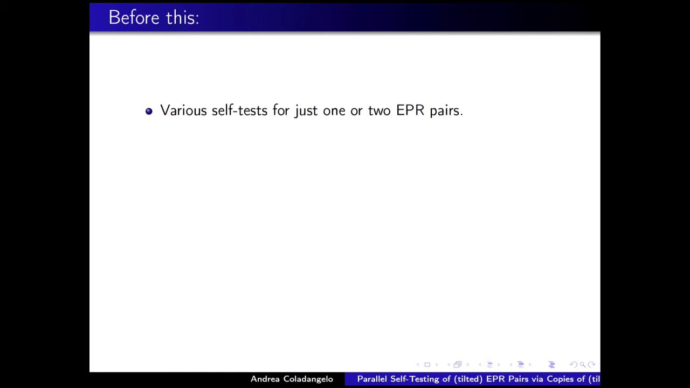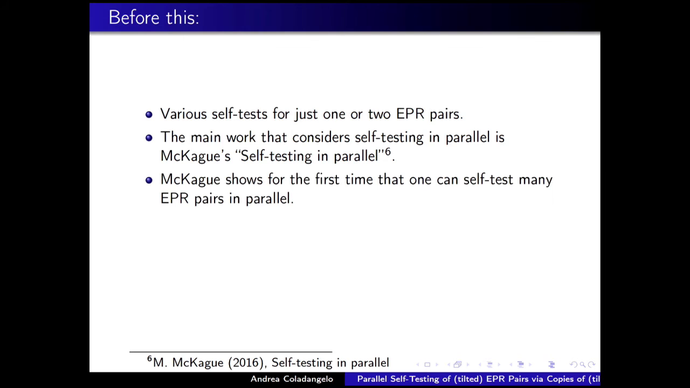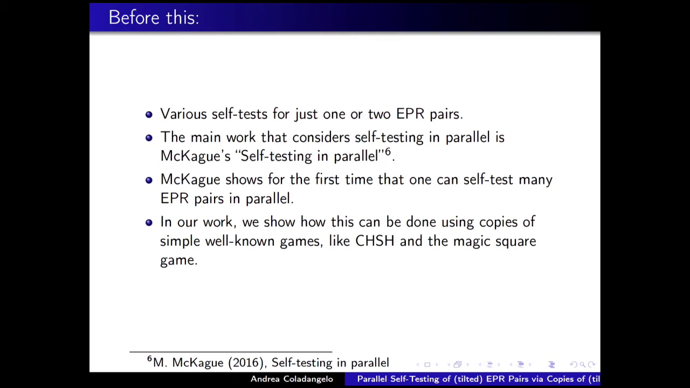Okay, so before this we had various self-tests, but just for 1 or 2 EPR pairs. The main work in parallel self-testing was McKague's self-testing in parallel. And there he shows for the first time that you can self-test many EPR pairs in parallel. What we set out to do here is to show that using copies of simple, well-known games, like CHSH and the Magic Square game, you can self-test many EPR pairs.